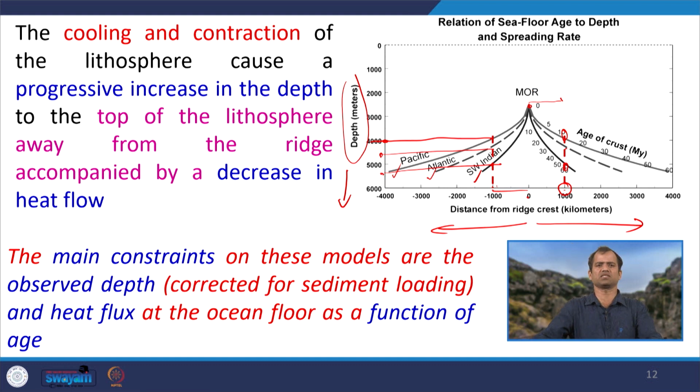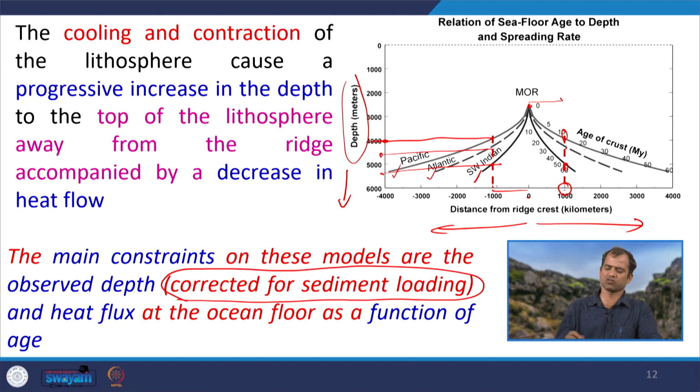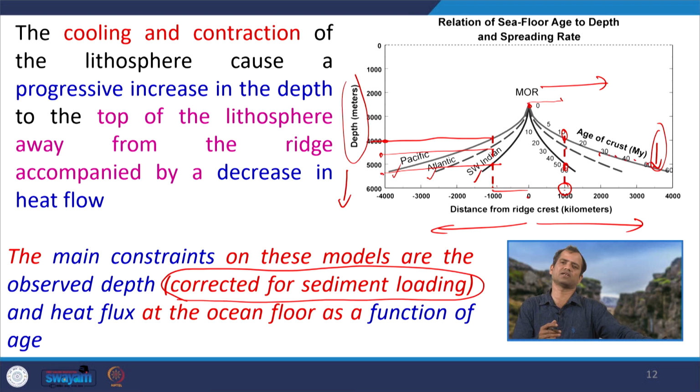So, the main constraints of these models are the observed depth, corrected for sediment loading, and the heat flux at the ocean floor as a function of age. Here it is corrected for ocean sediment loading, because once we move away from the mid-oceanic ridge, the sedimentation rate is increasing, and this puts downward pressure. So, it is bending the system, suppressing it downward. So, we have to remove this sedimentation effect to calculate directly how much of the contraction is actually heat related rather than sediment related.